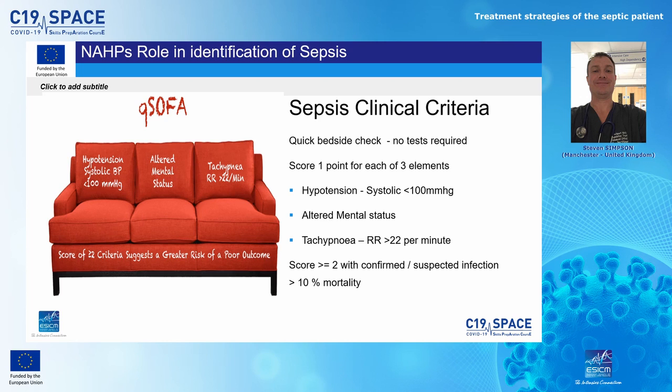Hypotension. If a patient had a blood pressure of less than 100 systolic, then they would score 1 point. Altered mental status. If a patient was drowsy, sleepy, or had new onset confusion, they would also score 1 point. If a patient was tachypneic and had a respiratory rate greater than 22 breaths per minute, they would also score 1 point. These elements would be added up, and like suggested before, a score of 2 or greater suggests a greater risk of poor outcome with possible signs of sepsis.